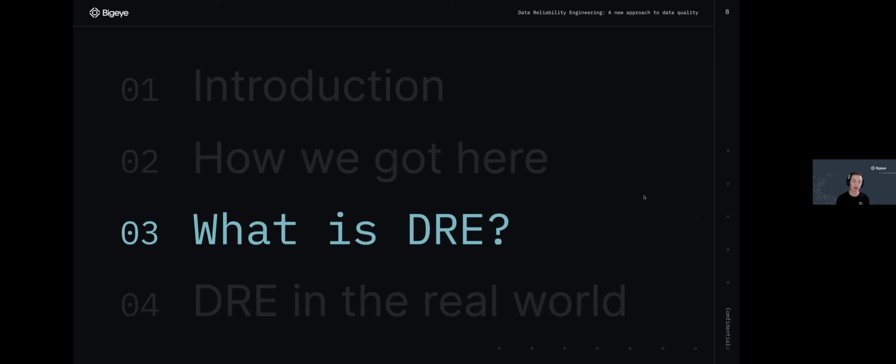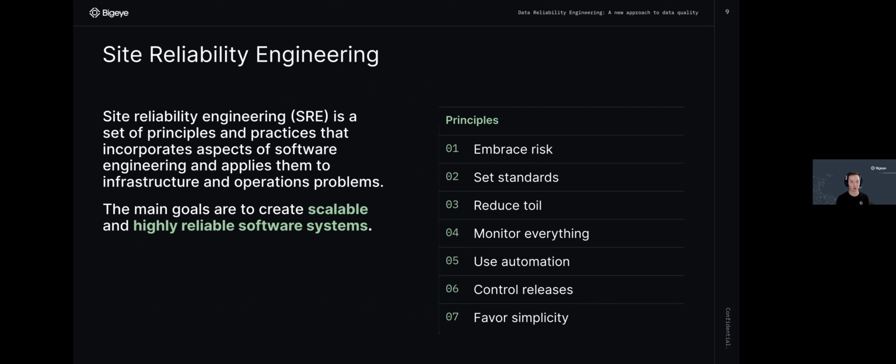So let's talk about what data reliability is and what is data reliability engineering. Well, let's start with that same analogy that I just had. There's software and there's data. And software evolved to have the practice of SRE, site reliability engineering. This is famously from Google. Google has the SRE book. It's effectively the SRE Bible.